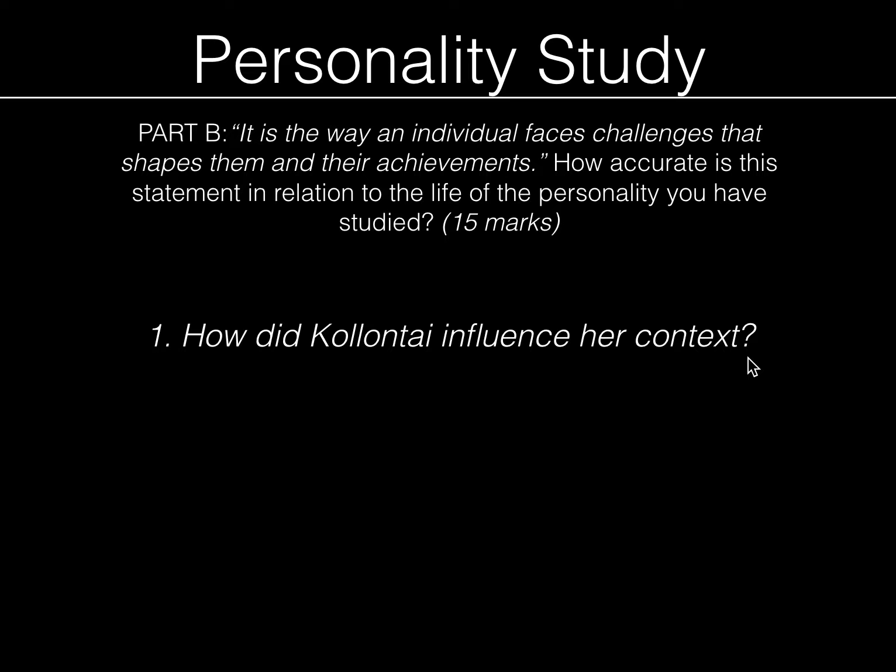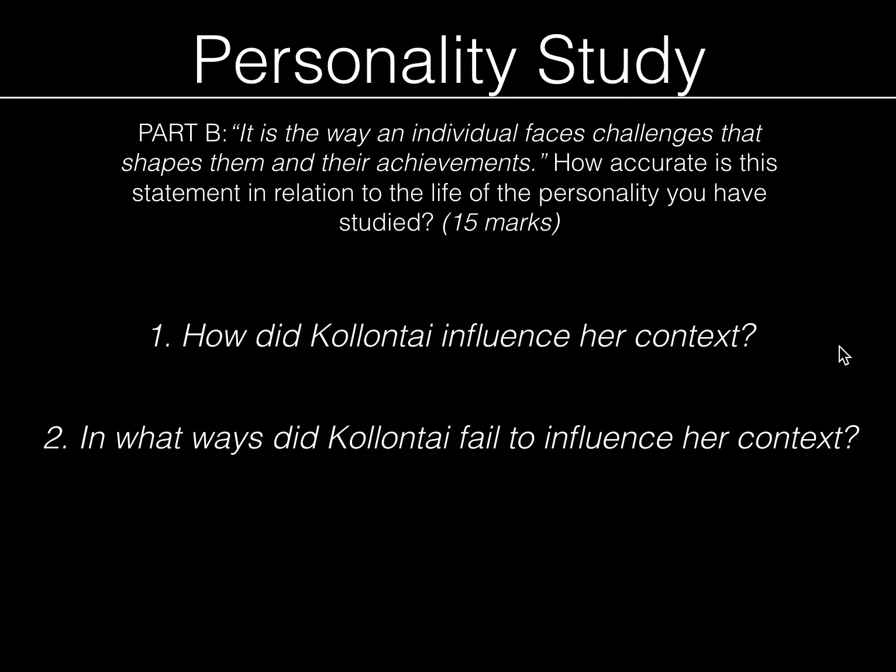So for example, you might think of some of the reforms she brought in as Commissar for Social Welfare or through the Zhenotdel. You might consider them part of her evidence of her ability to shape the world in which she lived. You might also argue that her involvement in the diplomatic processes that brought an end to the Winter War in the 1930s and 1940s was evidence of her ability to influence her context. So think of examples that you can clearly argue in that way, but also think of this as well: in what ways did Kollontai fail to influence her context? Where did she try and fail?